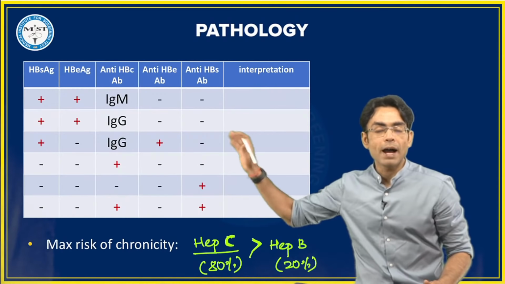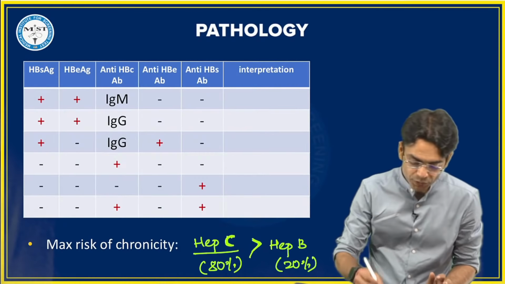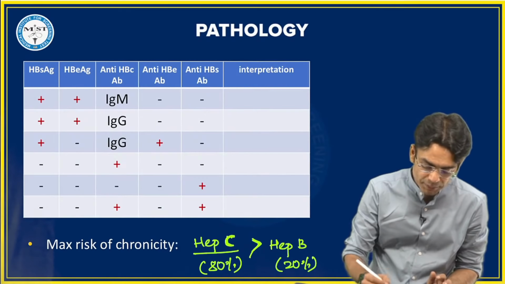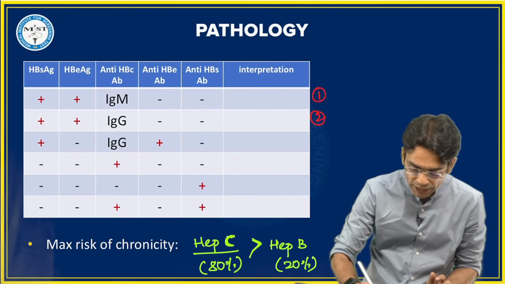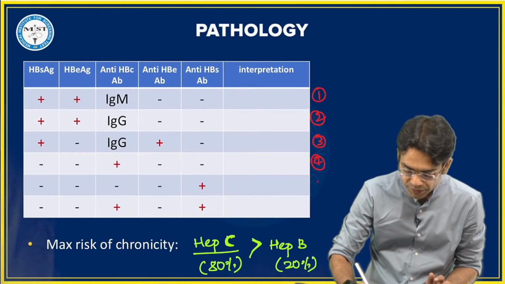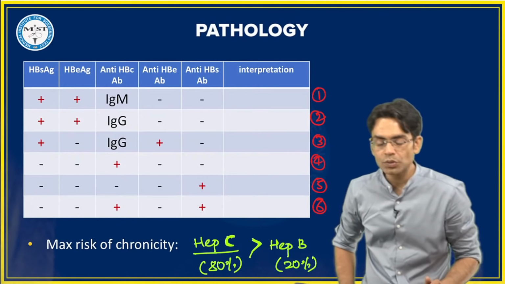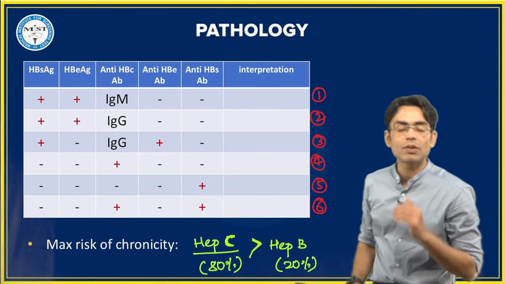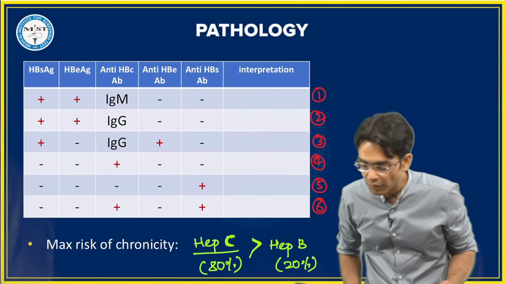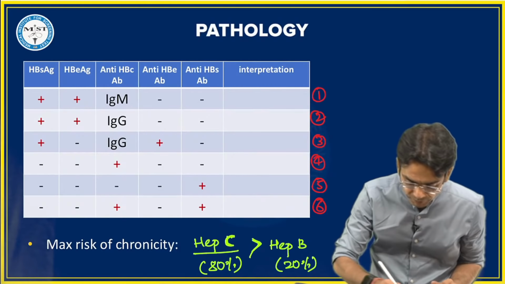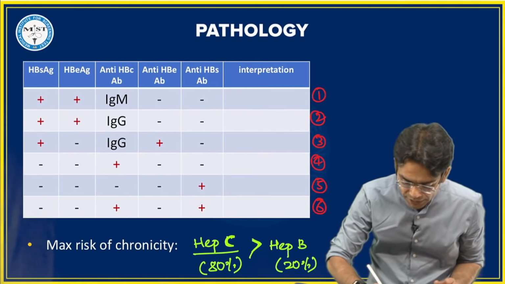Okay. Now let's look at this table. We will go line by line. This is very important. We have 6 of these. 1, 2, 3, 4, 5, 6. So let's start with the first one. What is our first? Very good. Already you have started giving me the answers.